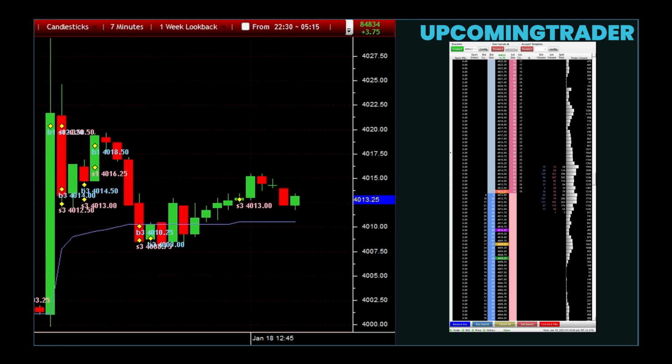Flag and pennant patterns are also useful when combined with moving averages and Heiken Ashi. A flag pattern forms after a strong price movement and usually suggests that the trend will continue in the same direction.